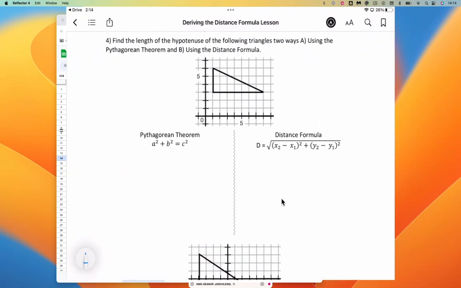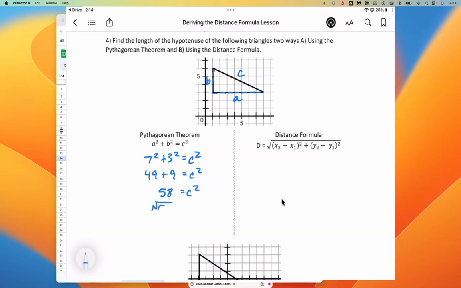So let's call this side A, let's call this side B, and then the hypotenuse has to be C. So A is going to be 1, 2, 3, 4, 5, 6, 7 units. B is going to be 1, 2, 3 units. And then that's equal to C squared. And so 49 plus 9 is equal to C squared. That's going to be 58 equals C squared.